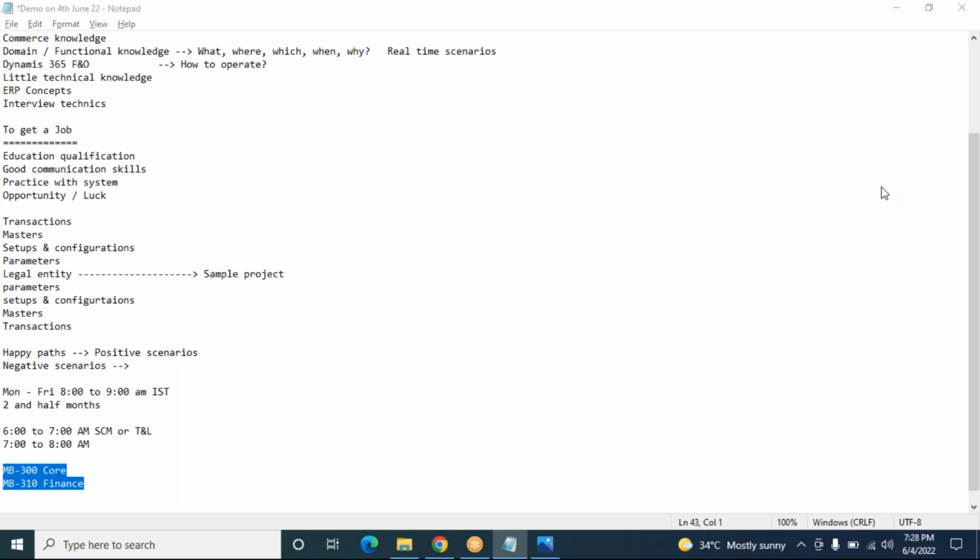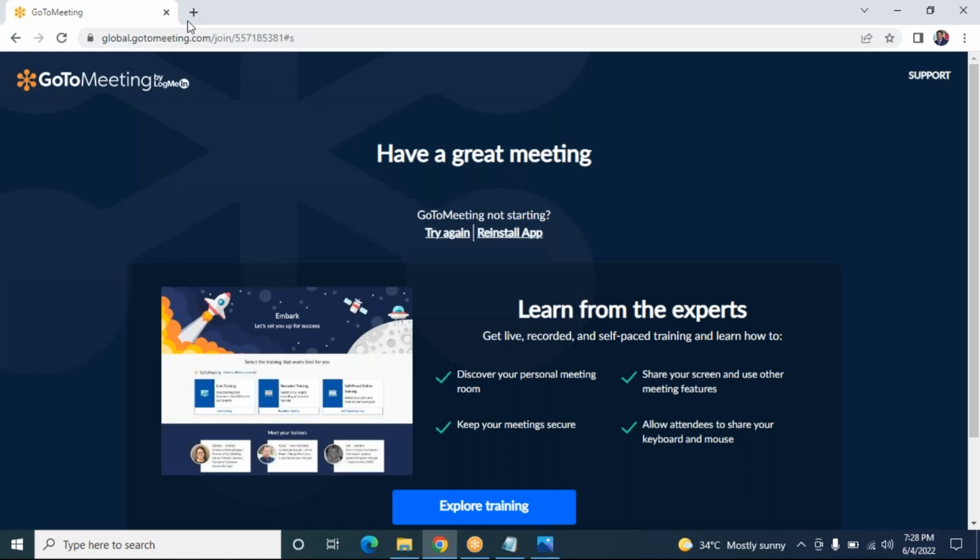But that is separately provided by Microsoft, so they will charge some money. It is around 6,000 for each certification. You need to spend money to clear the certification outside. It is not included in the fee. The institute will not include anything. But if you want material, there is no need to wait.